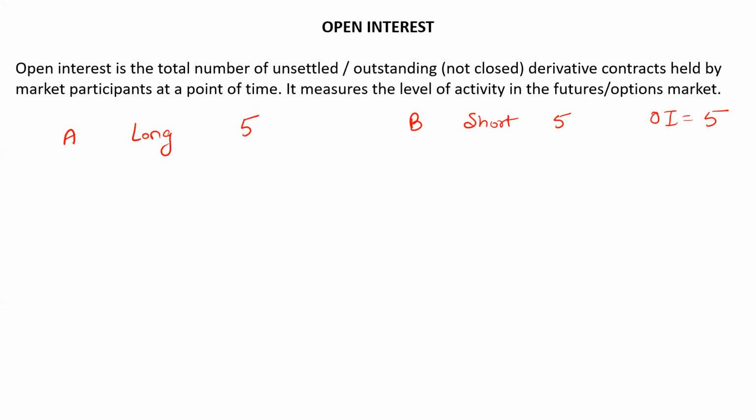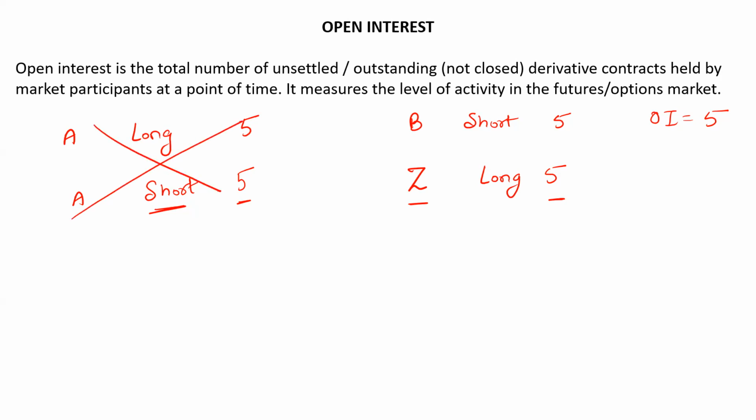So A wants to close his position. So what will A do? A will take a short position on 5 contracts. If A is taking a short position, somebody has to take the long position, then only the transaction will happen. Let us say Z is coming into the market. Z is going long on 5 contracts. So one party is short, one party is long. Number of contracts is 5, number of contracts is 5. The transaction can happen. So A has closed this position.